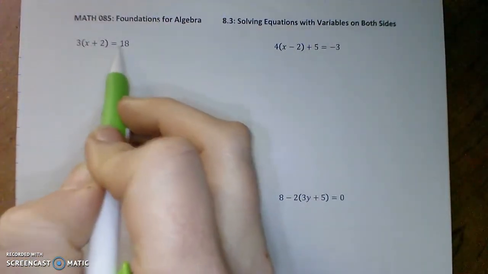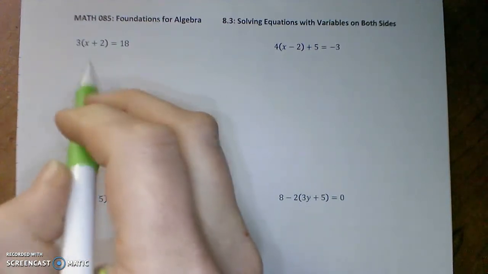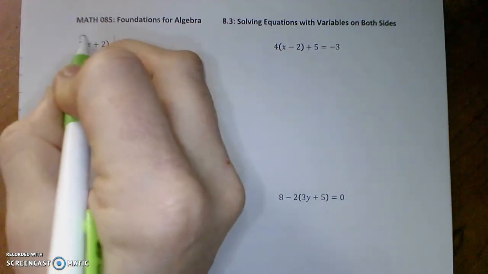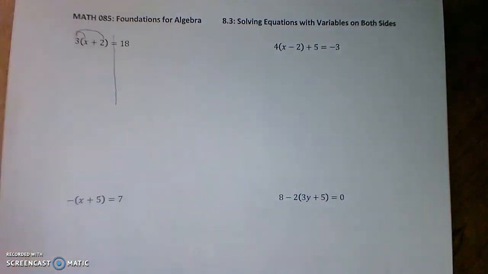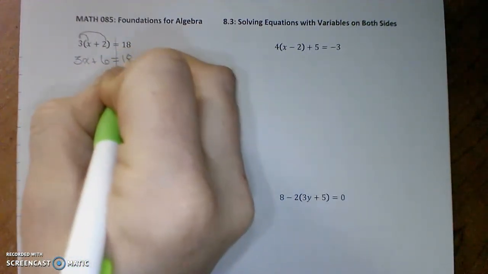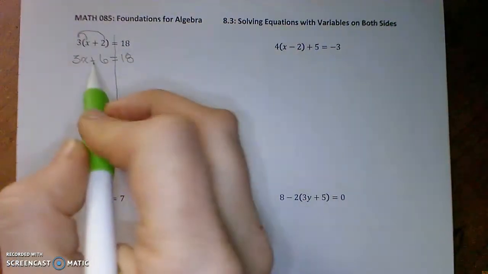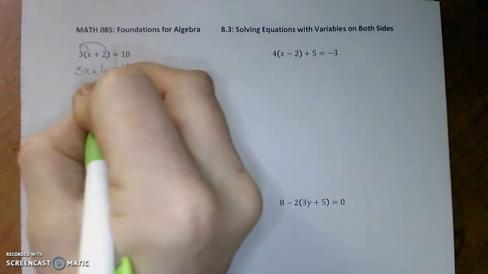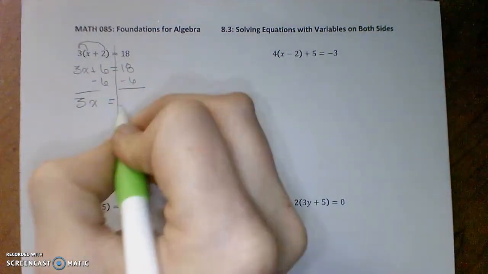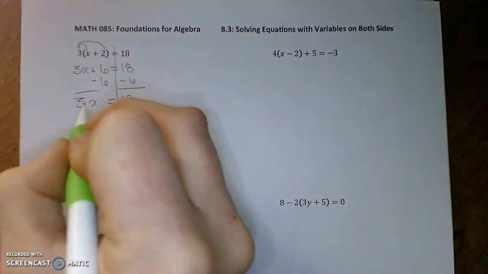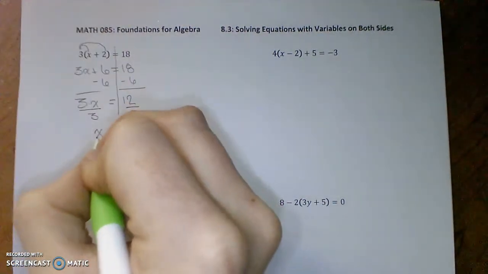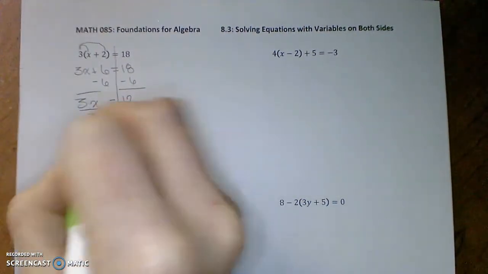3 times (x plus 2) equals 18. So here's where I'm going to need to simplify the left-hand side first. I'll simplify it by distributing the 3 into the parentheses. 3 times x is 3x, plus 3 times 2 is 6, equals 18. Now that I have it simplified, I'll undo the plus 6 by subtracting 6 from both sides. I get 3x equals 18 minus 6, which is 12. And now I'll undo the multiplication by dividing both sides by 3. I'm left with x equals 12 divided by 3, which is 4.